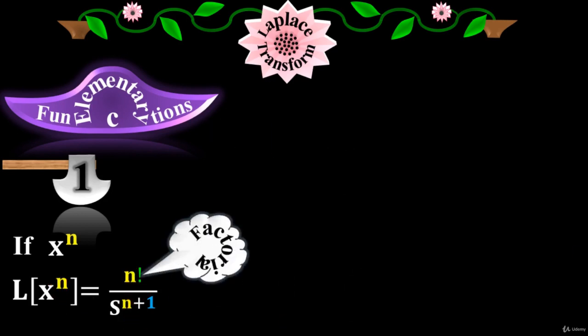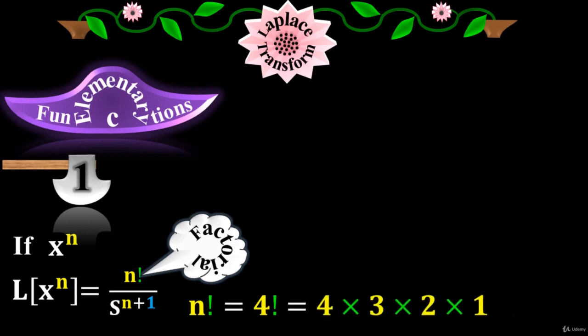This symbol is the factorial. Let me put n factorial equals 4 factorial. I just put the value of n equals 4. It equals 4 times 3 times 2 times 1, which equals 24. This is very basic and you must know about it. What is factorial?